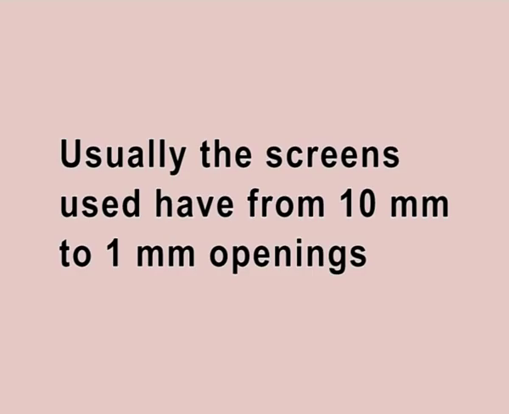So, let us understand what the primary treatment is altogether. This generally consists of a screening step, which may be double, and eventually grit removal. The screens used could be vibrating, rotary or static. Usually the screens used have from 10 millimeter to 1 millimeter openings. Materials of small size can be removed by high speed circular vibratory polishing screens.